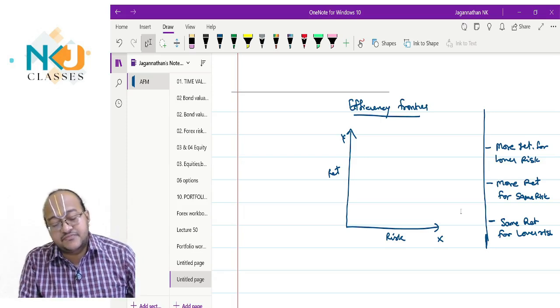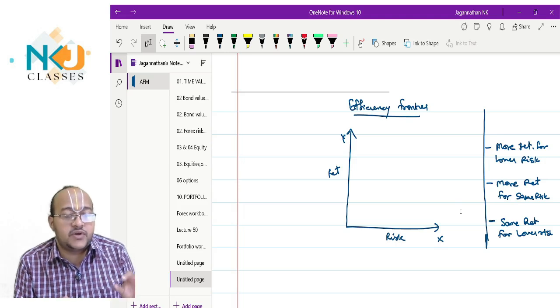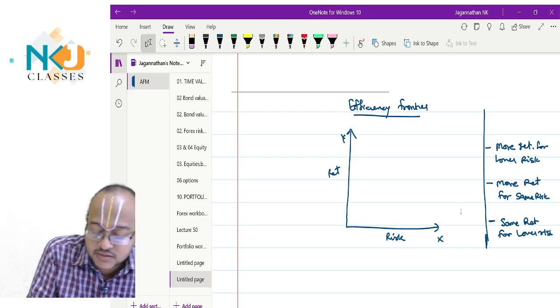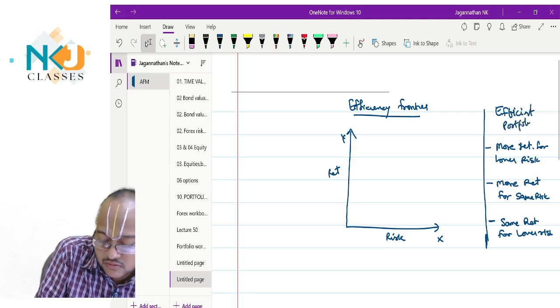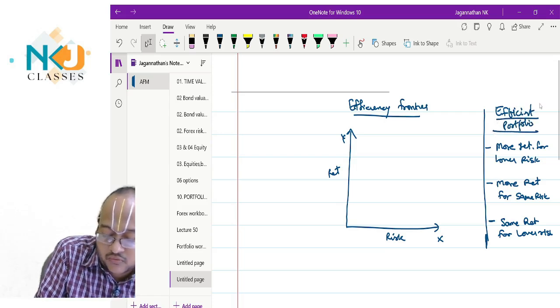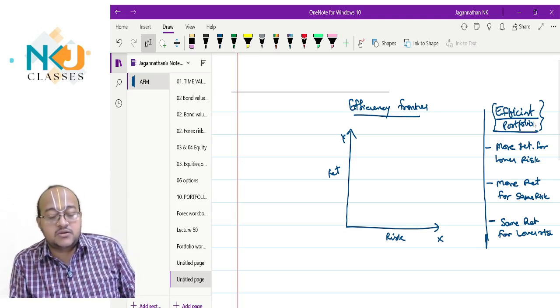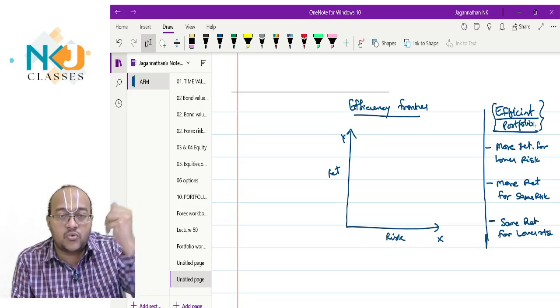If any one of these three is satisfied by another portfolio, this portfolio will become inefficient. What do you mean by an efficient portfolio? When there is no other portfolio giving more return for a lower risk.